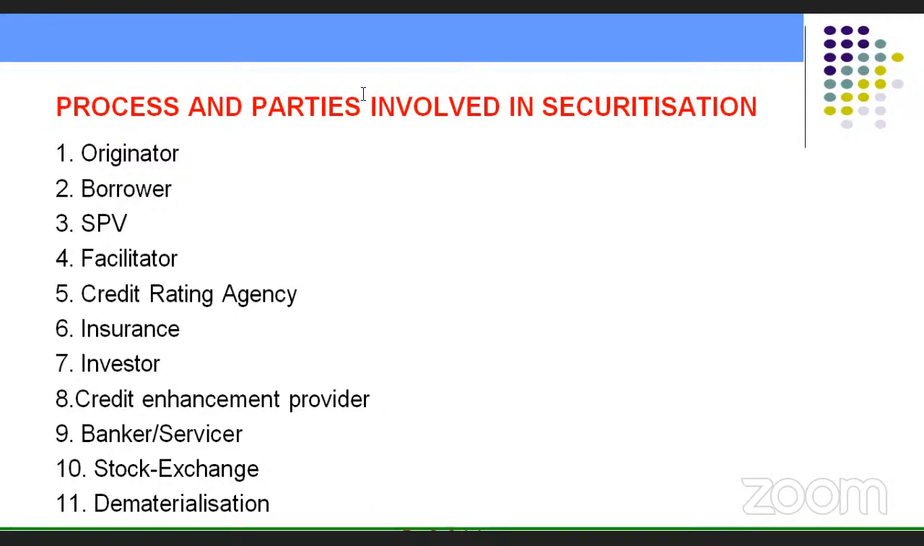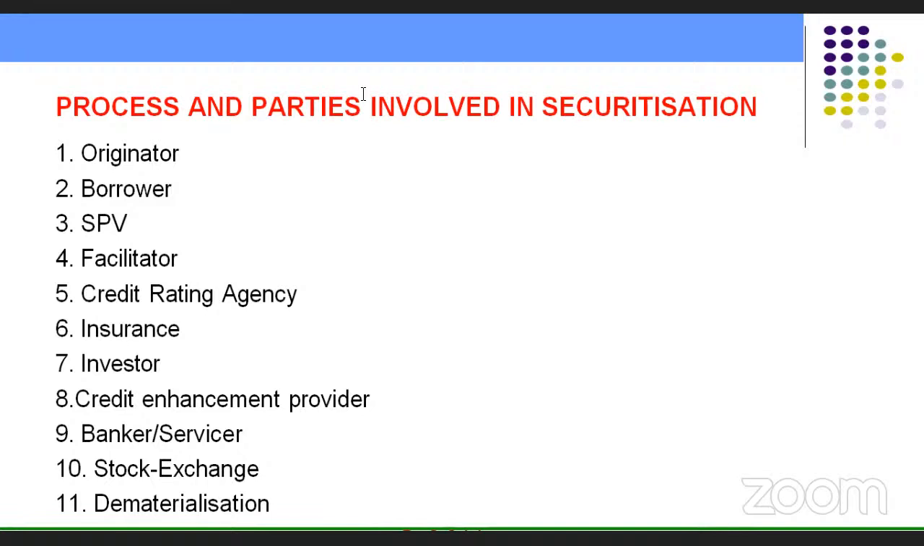SPV, next party. Special purpose vehicle, or in some places denoted as a special purpose entity. This party purchases the pool of assets and sells the securities in the market that are tradable. The SPV also ensures that transactions are executed on special terms. In India, the SPV is typically set up as a trust.